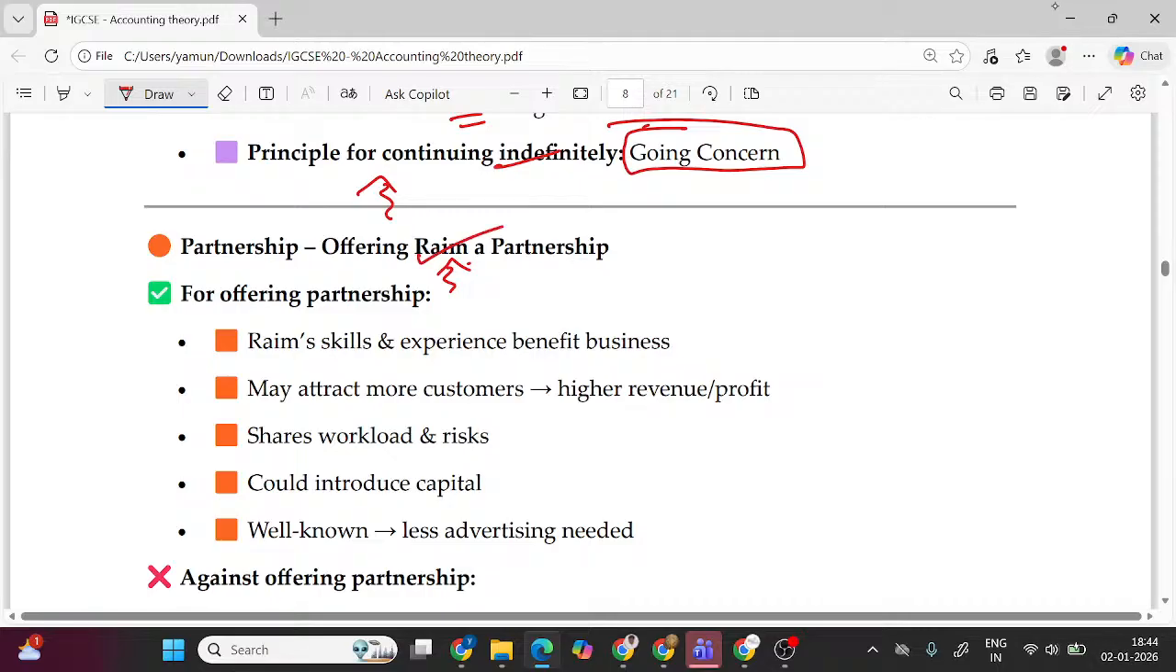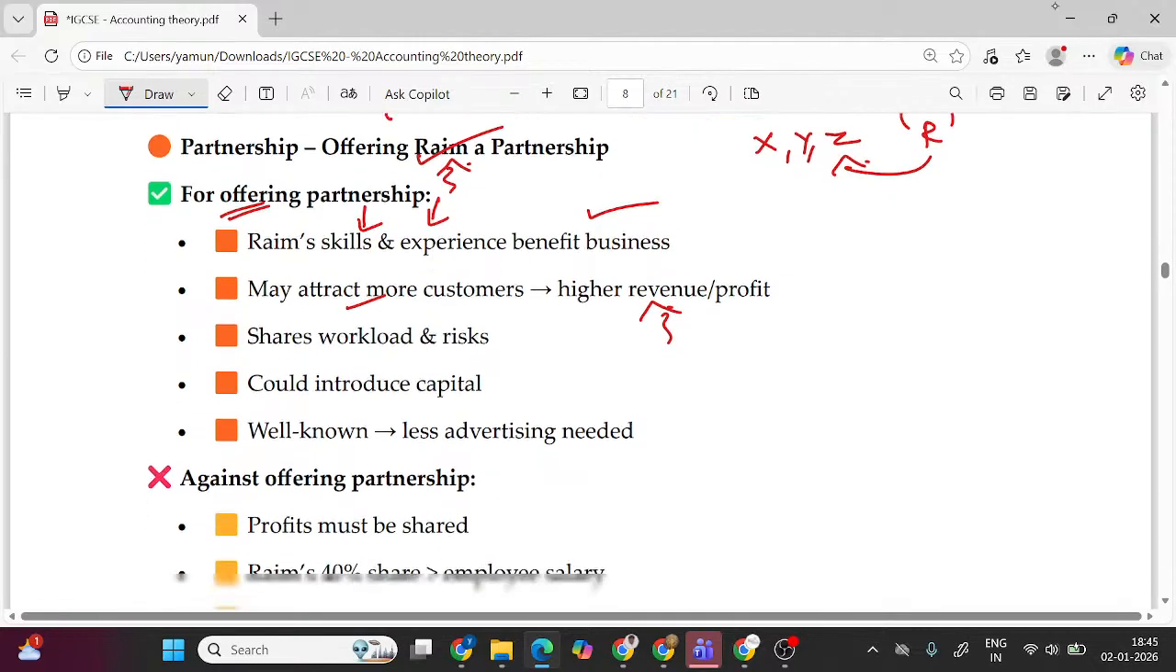Is offering them a partnership. On what basis will they offer it? See, there is already X, Y, and Z. Now, Mr. R comes into the business. On what basis? Okay. Probably his skills and experience may be benefiting the business. That's why I include you. That is R in my business.